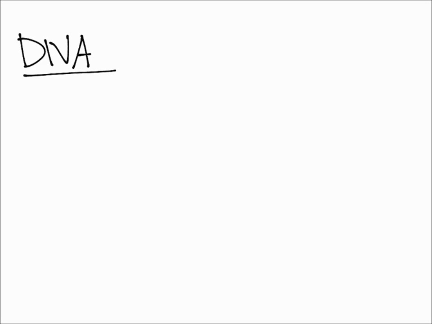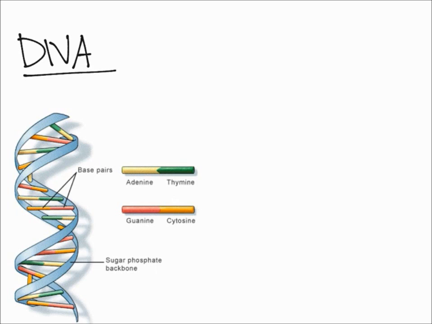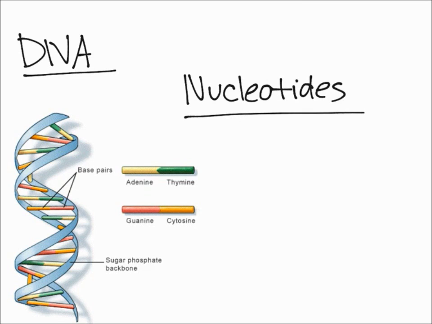So in this video, I'm going to talk about DNA. First, let's start off with the structure. DNA is made up of building blocks called nucleotides. And there are 5 types of nucleotides. 4 are listed here: adenine, thymine, guanine, and cytosine.